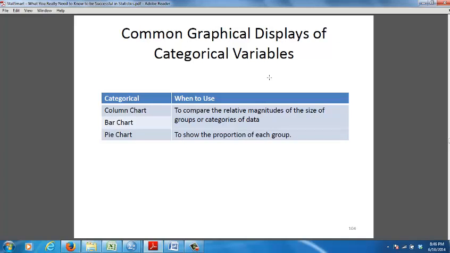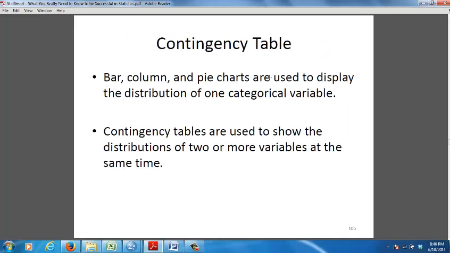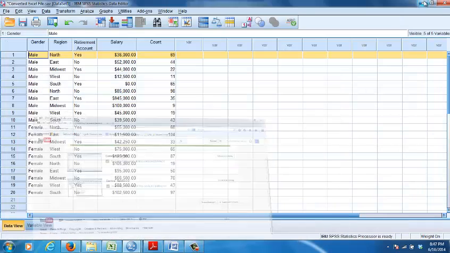Okay, but what happens if you have quantitative or scale data? When you have scale data, you'd want to use a histogram or scatter plot. Now, I don't have that in these particular notes here, but what we'll do is actually transfer it to SPSS, and you'll see what we're talking about.